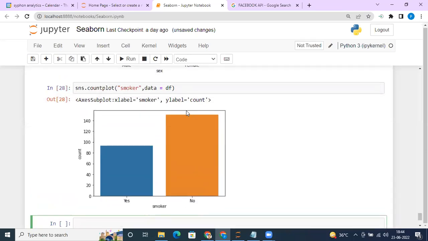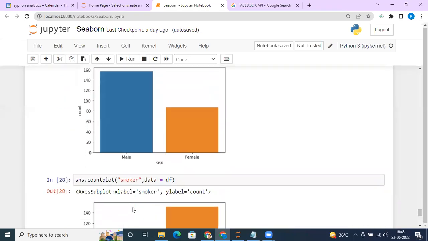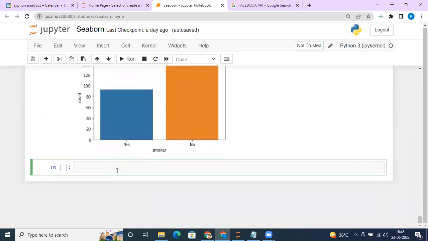Of course, non-smokers are larger in number in comparison to smokers. Easily we are coming across that. Similarly, another categorical column is what? Day. Let me check. So again I'm pasting sns.countplot, and instead of sex, I'm mentioning day.